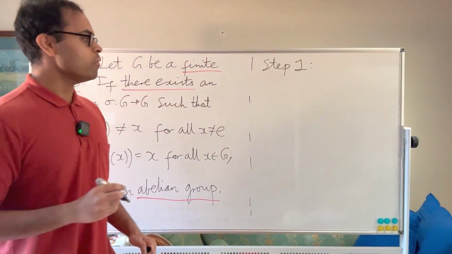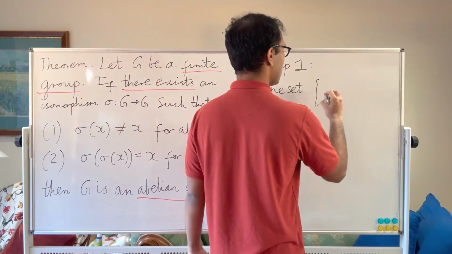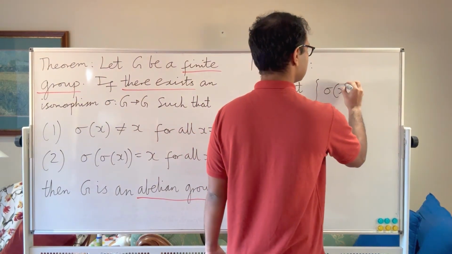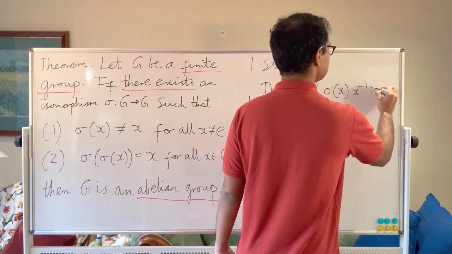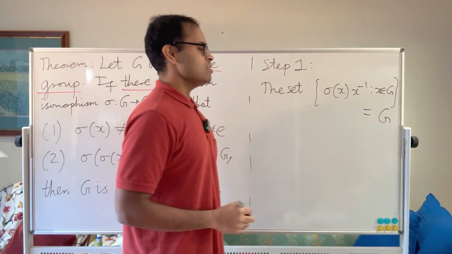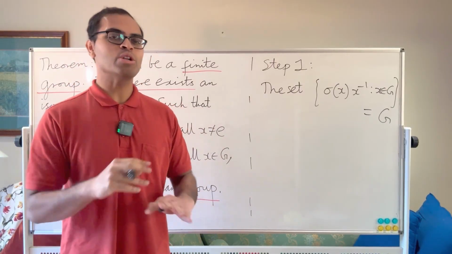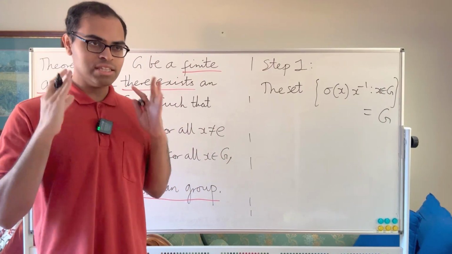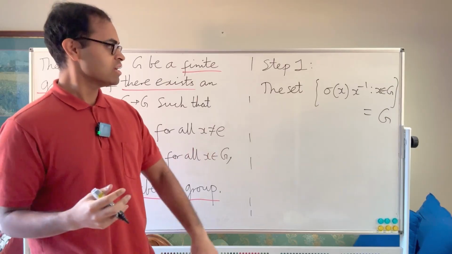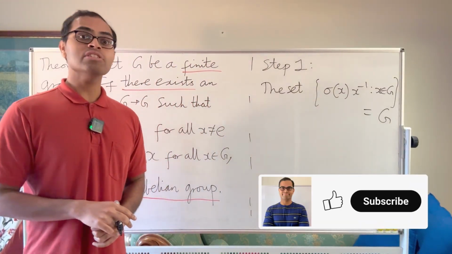We're going to prove that the set of all sigma of x times x inverse, such that x is in G, is actually equal to G. So you may be wondering why on earth this should matter. After you watch this video, you can go over these steps and think about how creative this is. So we're going to start off by saying that there is a set equality here. How is this going to work?